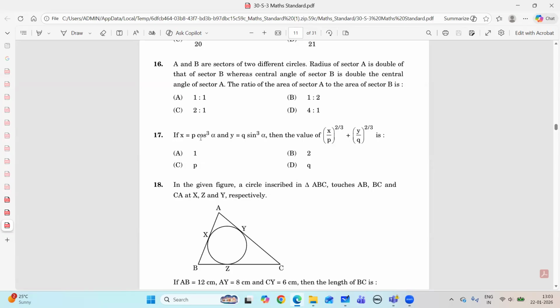So cos cube alpha becomes how much? x by p. And sine cube alpha becomes how much? y by q. Okay? And you are taking 2/3 power of this x by p, 2/3 power of x by p.